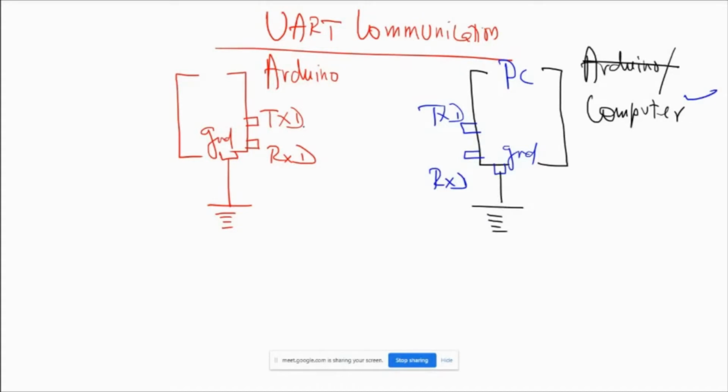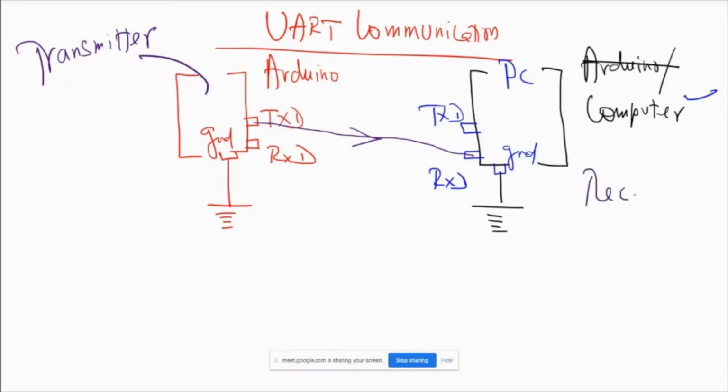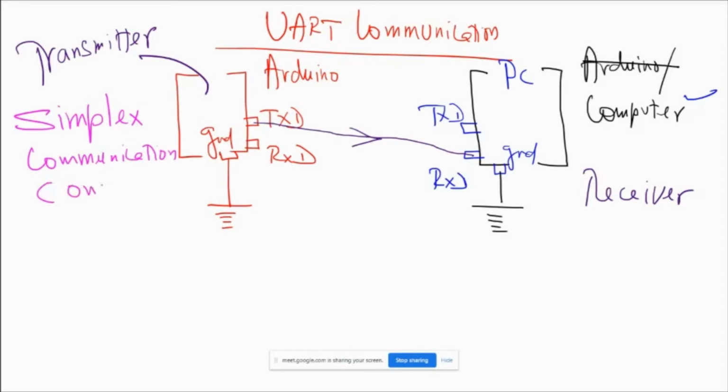Now, how do I connect these 2 lines? The transmit pin of the Arduino should go to the receive pin of my PC. So this is acting as a transmitter, and the PC is now acting as a receiver. If data is communicated only in one direction, this method of serial communication is called simplex communication. Simplex communication means data is transmitted in only one direction. It's always flowing from Arduino to PC.